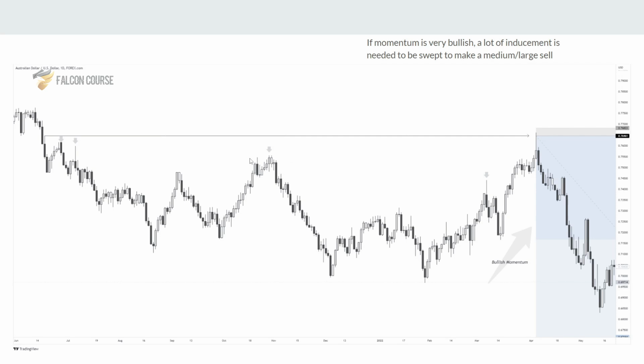So it's a big example of how they take out a lot of inducement to fuel a big move like that. It's our job to spot these inducements to be able to trade with the manipulation.